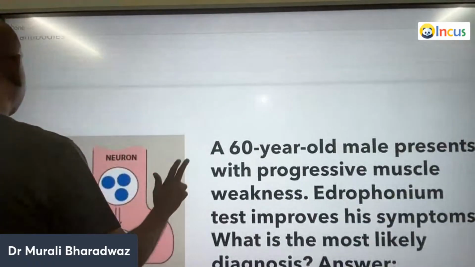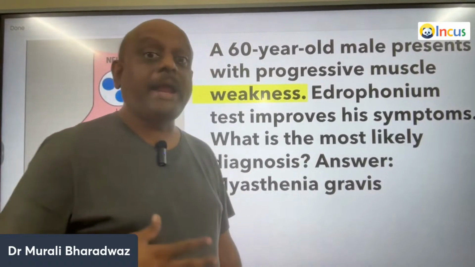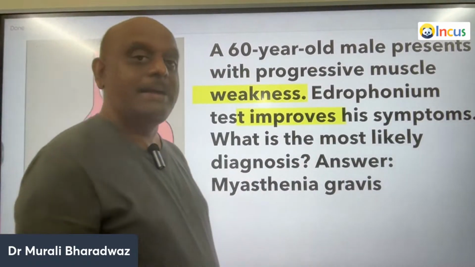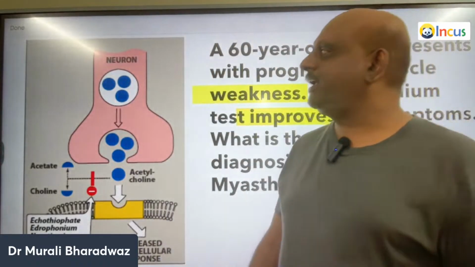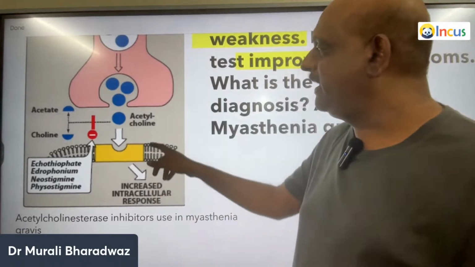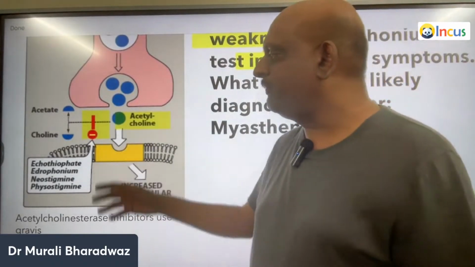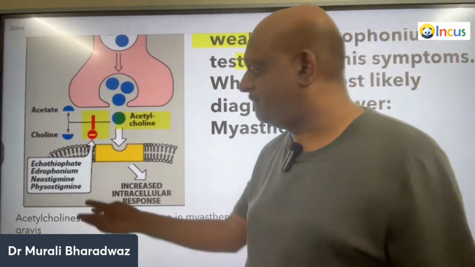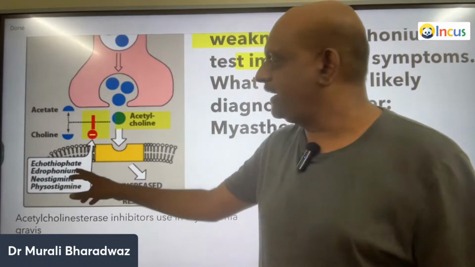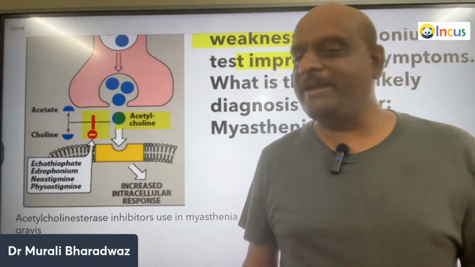Now, a 60-year-old male with progressive muscle weakness, you have given edrophonium, which is improving his symptoms. What is the most likely diagnosis? Myasthenia gravis. So what is edrophonium? Edrophonium is an inhibitor of the acetylcholine esterase. Echothiophate, edrophonium, neostigmine, physostigmine. But edrophonium is very short acting. So that's the reason we use it as a diagnostic test. Not anymore, but still for USMLE you should know.